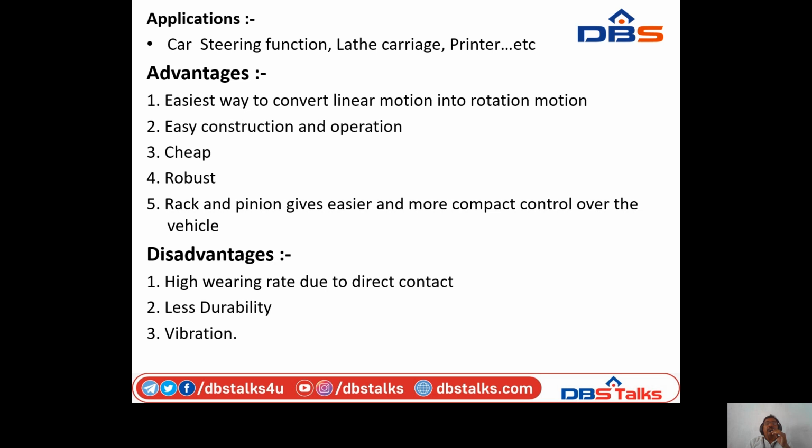Applications: car steering function, lathe carriage, printer, etc. Advantages: easiest way to convert linear motion into rotary motion. Easy construction and operation, cheap, robust, rack and pinion gives easier and more compact control over the vehicle. Disadvantage: high wearing rate due to direct contact, less durability, vibrations.